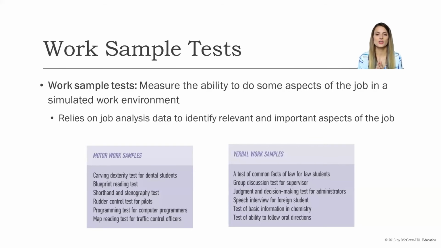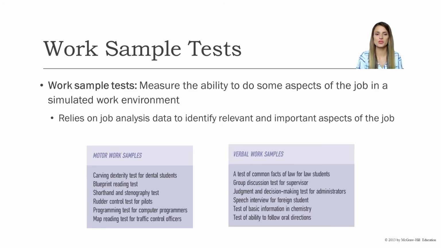These tests are designed to measure applicants' ability to do some aspects of the job in an environment that is similar to the job. The work sample test relies heavily on job analysis data in order to identify the relevant aspects of the job. This is where it helps to have not only the manager and the job incumbent, but also information from O*NET and subject matter experts. If you have job analysis information from all 4 of those sources, you can create a really awesome, predictive, valid, reliable work sample test on your own.